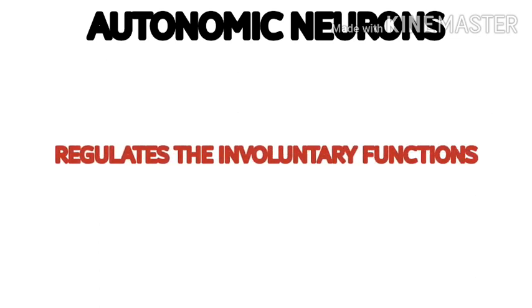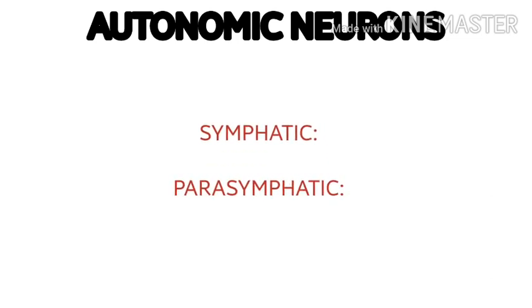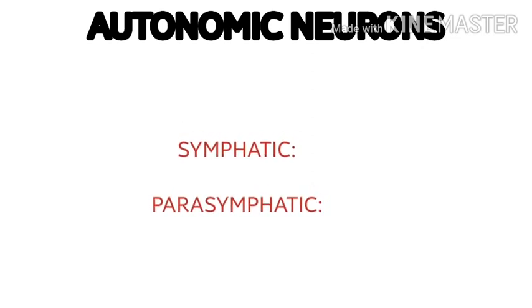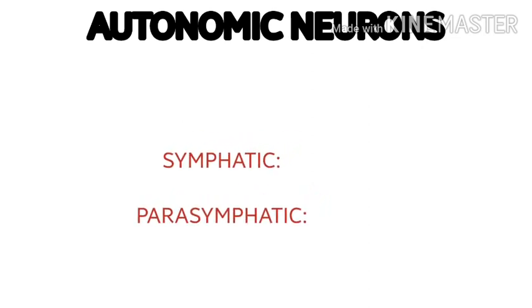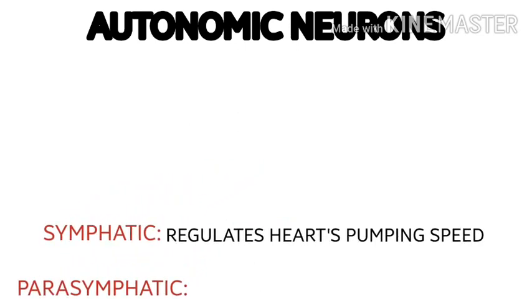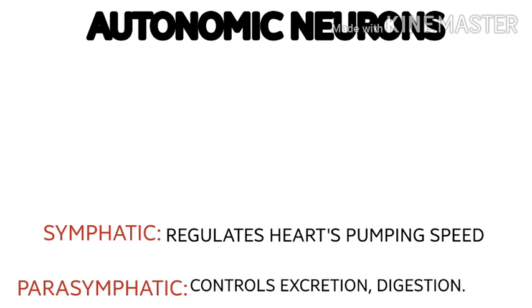What is the function of the autonomic nerves? They regulate the functions that are not under our control, or we can say involuntary. There are two functional divisions in the autonomic nervous system, namely the sympathetic nervous system and the parasympathetic nervous system. The sympathetic nervous system is responsible for making the heart rate speed up, and the parasympathetic nervous system controls activities such as excretion, digestion, and related metabolic actions, etc.